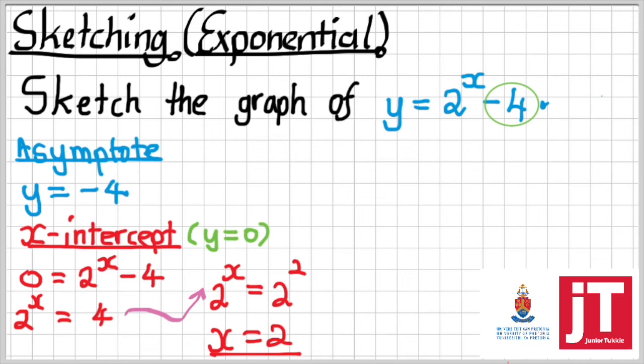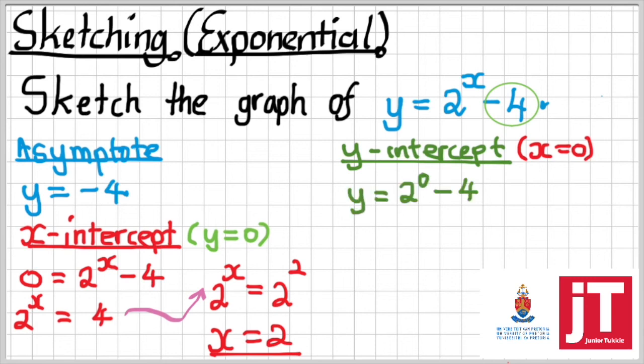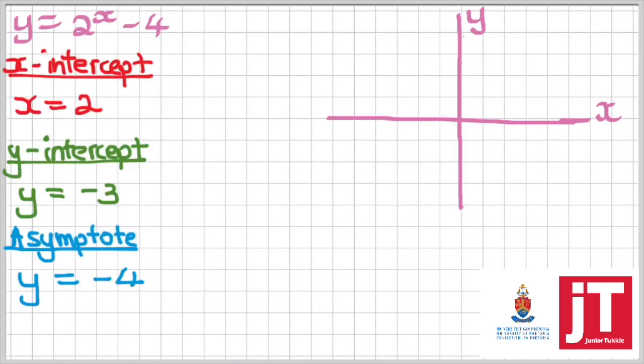Getting our y-intercept, we know that x has to be equal to 0. So we have y is equal to 2 to the 0 minus 4. When simplified, that gives us a y value of minus 3. We proceed and take all that information to the next page.